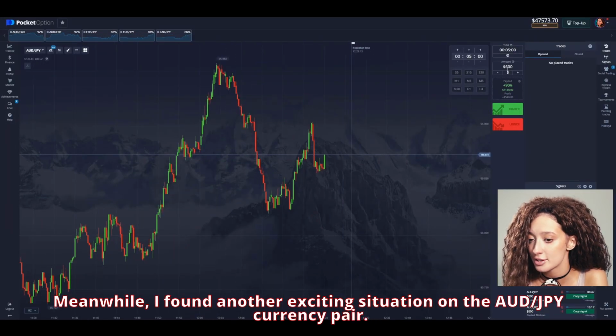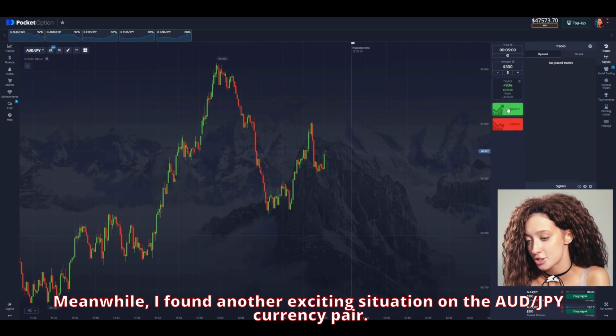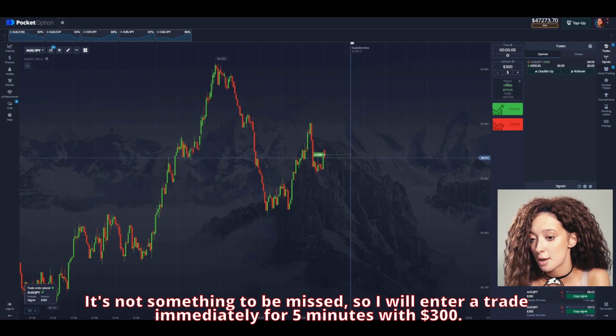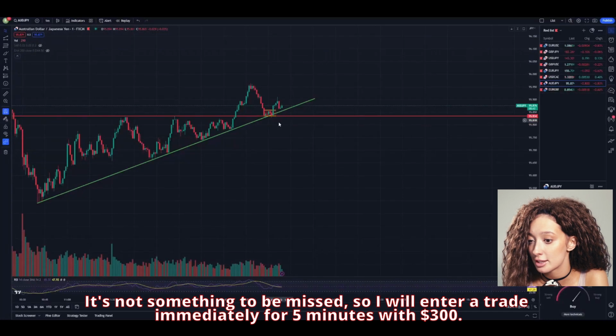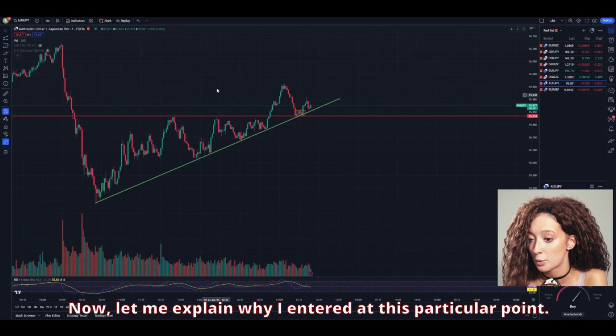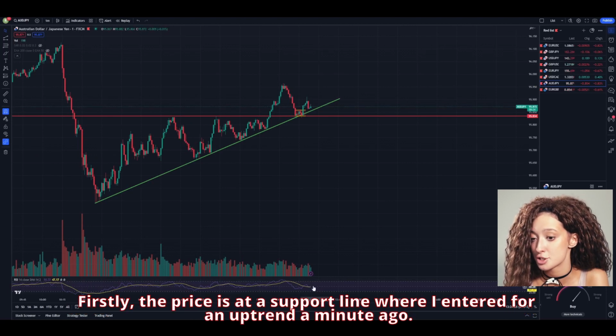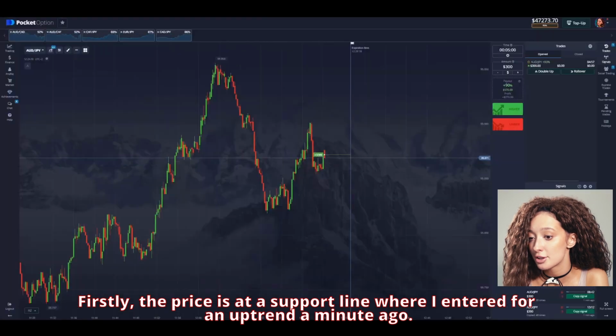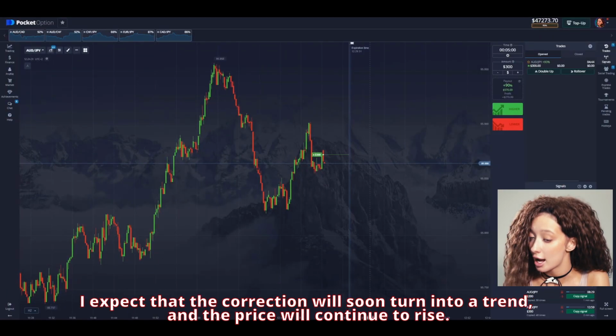Meanwhile, I found another exciting situation for a EUR and Japanese yen currency pair. It's not something to be missed, so I will enter a trade immediately for 5 minutes with $300. And now let me explain why I entered at this particular point. Firstly, the price is at a support line where I entered for an uptrend a minute ago. I expect that the correction will soon turn into a trend. The price will confirm the rise.